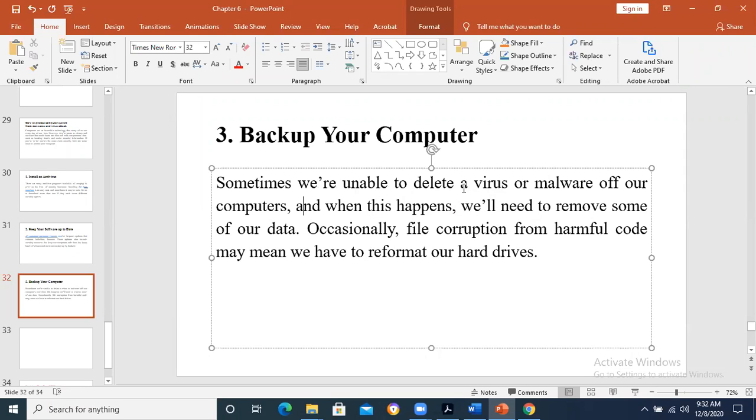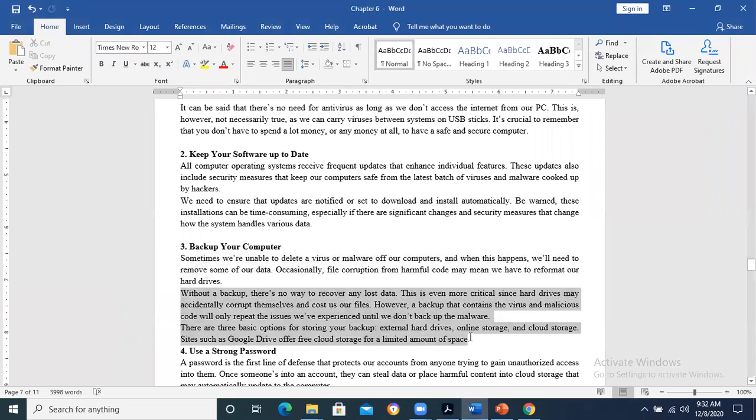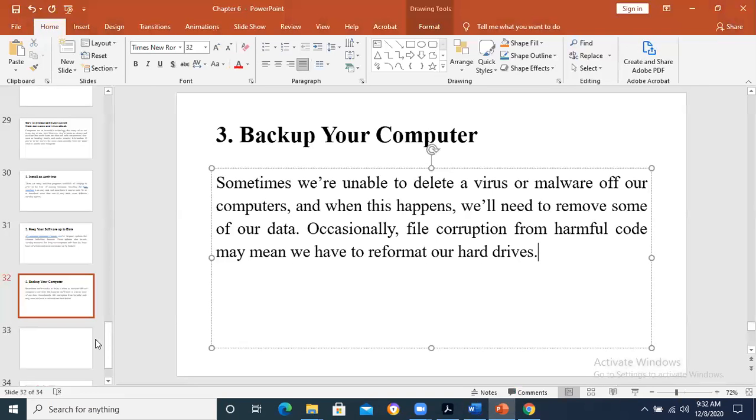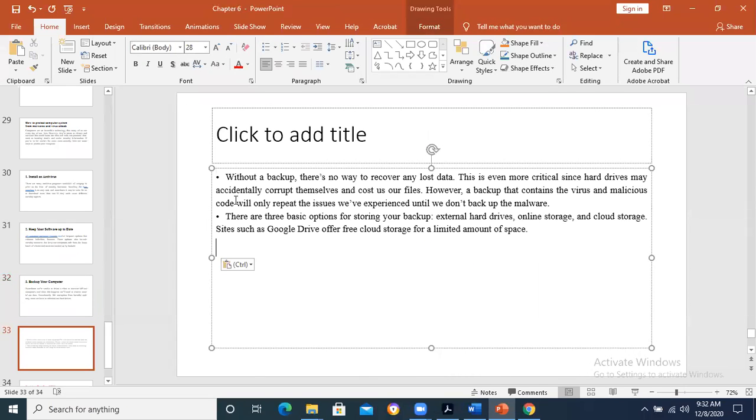Sometimes we are unable to delete a virus or malware off our computer system, and when this happens, we will need to remove some of our data. Occasionally, file corruption from harmful code may mean we have to reformat our hard drives. So what we need to do at that time is take the backup. We need to take the backup. So in this situation, we are going to have a backup.